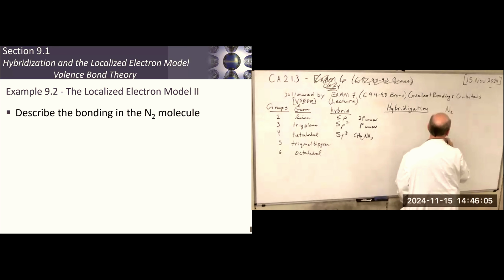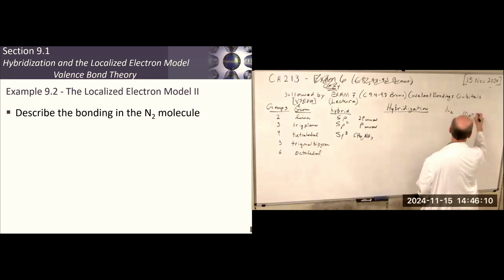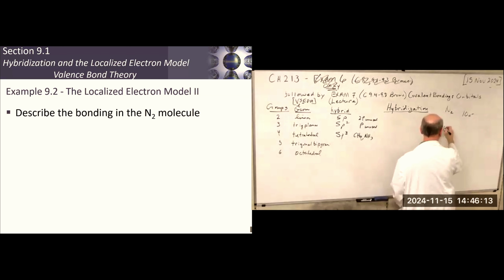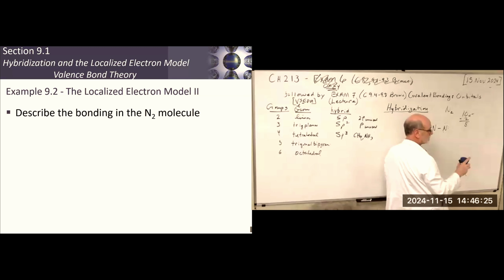So if we look at nitrogen, we've got 5 and 5 is 10 electrons, 10 valence electrons. So we have nitrogen, nitrogen, minus 2 is 8. 2, 4, 6. Yeah, 2 times 5 is 10. 2 here, yeah. So we need to be balanced. So we got 2 over there, and we got 2 over here. Right? Okay. So we need an octet.